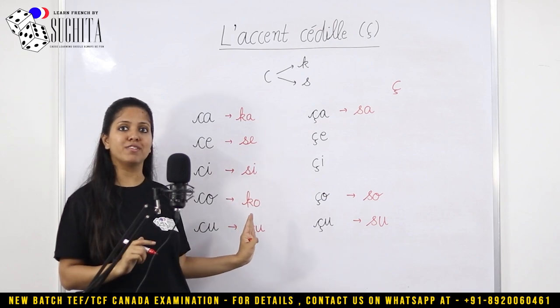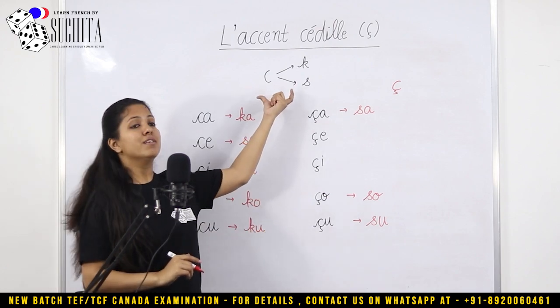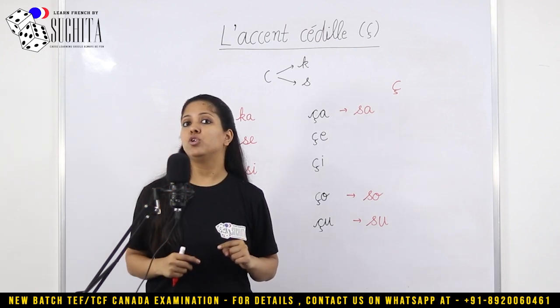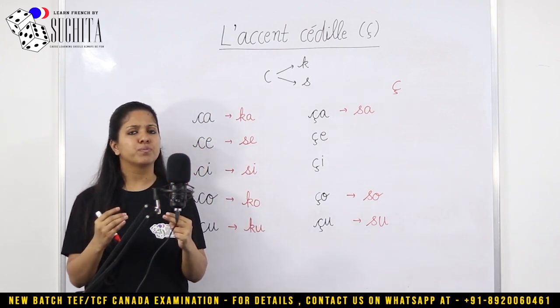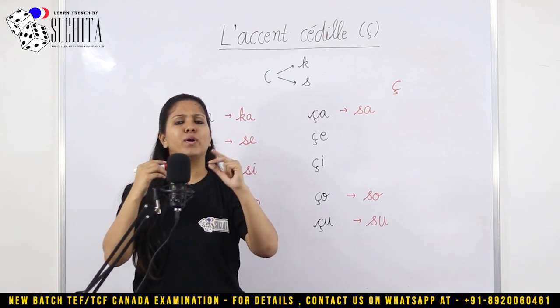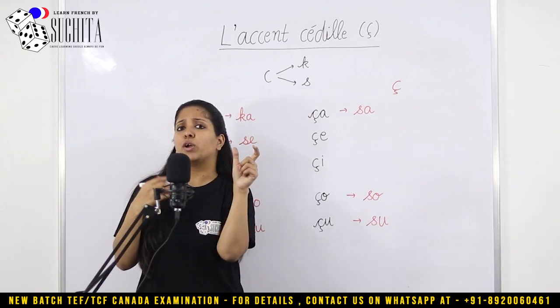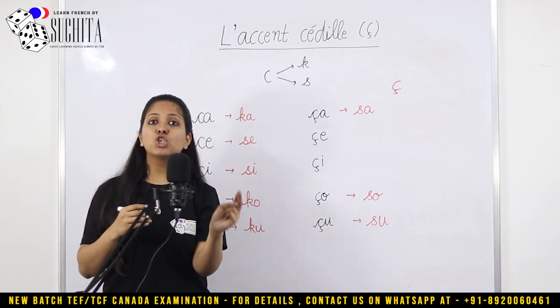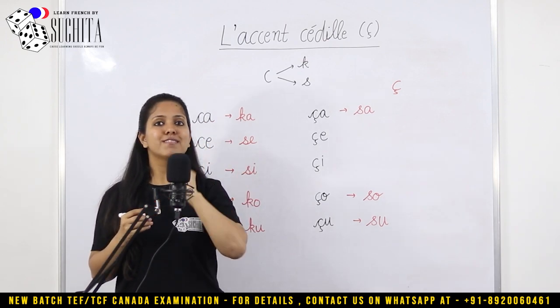There's a concept first which I'm going to explain to you. So the pronunciation of C in French are two. You can have que, you can have se. How are we going to decide whether it is going to be pronounced as ke or se? That is dependent upon which vowel you have after C.